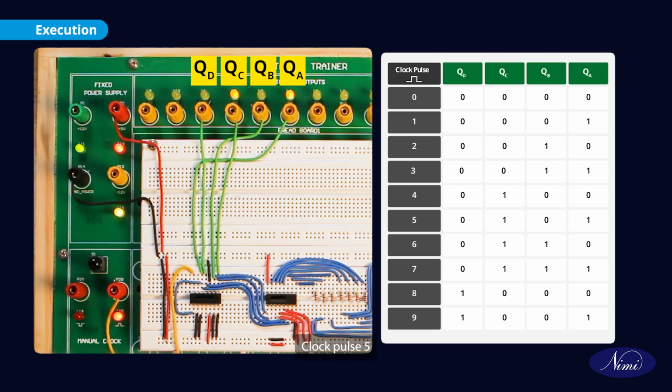Clock pulse 5, outputs 0, 1, 0, 1. Clock pulse 6, outputs 0, 1, 1, 0. Clock pulse 7, outputs 0, 1, 1, 1. Clock pulse 8, outputs 1, 0, 0, 0. Clock pulse 9, outputs 1, 0, 0, 1.